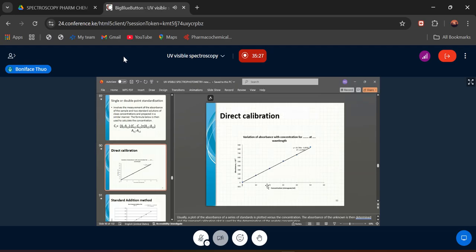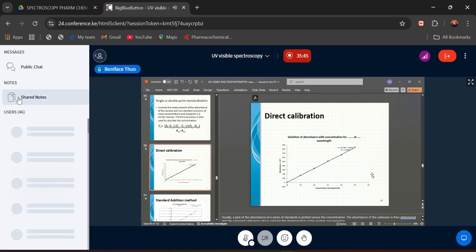A series of known concentrations of the solution are made, absorbance measured, and then from that you are able to extrapolate the concentration of an unknown by measuring the absorbance.